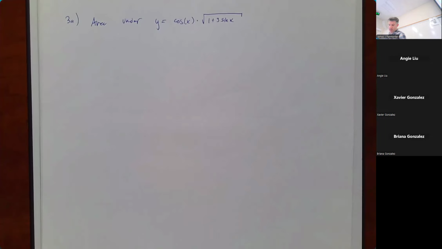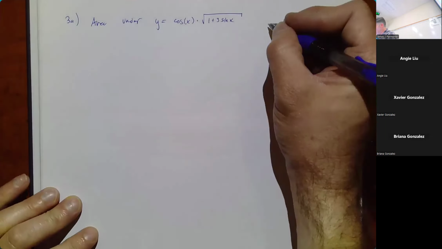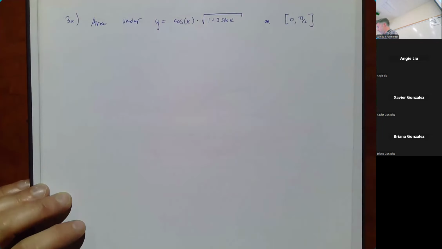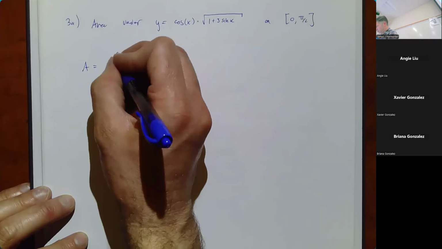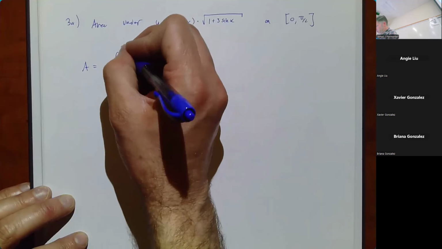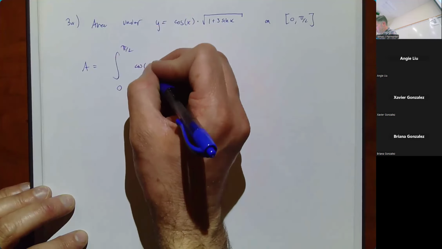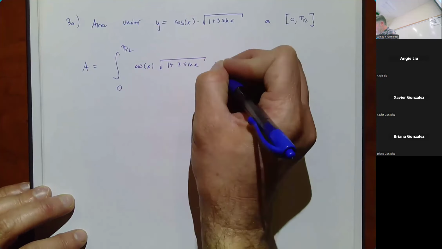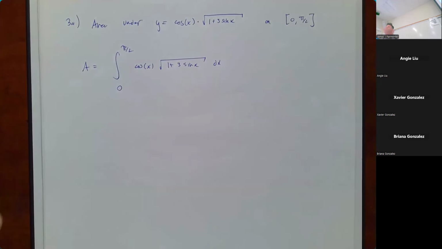So the problem says, find the area under the graph of this on the interval from 0 to pi over 2. So we're going to set up the area. The area is going to be equal to the integral from 0 to pi over 2 of cosine of x times the square root of 1 plus 3 sine x. I would say that there are two valid choices for you here. You could either pick just sine x. I would probably prefer to pick u equal to 1 plus 3 sine x. I think that's the choice that's going to be less work.